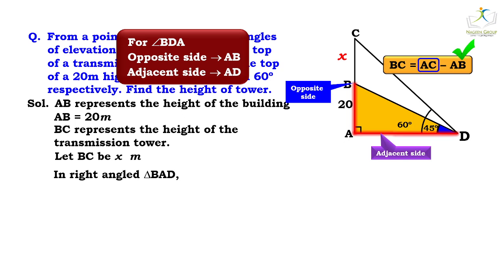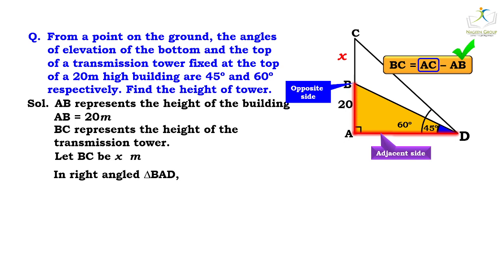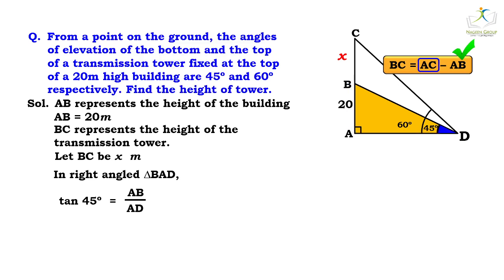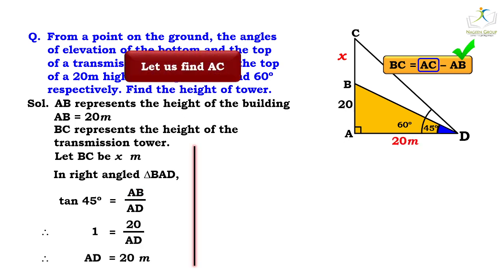45 अपोजिट क्या होता है हमारा? AB, और एडजेसेंट क्या है? AD. तो परपेंडिकुलर बाय बेस tan थीटा. tan 45 का फॉर्मूला लगाएंगे, परपेंडिकुलर AB by AD. tan 45 है 1. 1 equal to AB by AD, 20 by AD. AD की वैल्यू आ गई 20. Let us find out AC now.